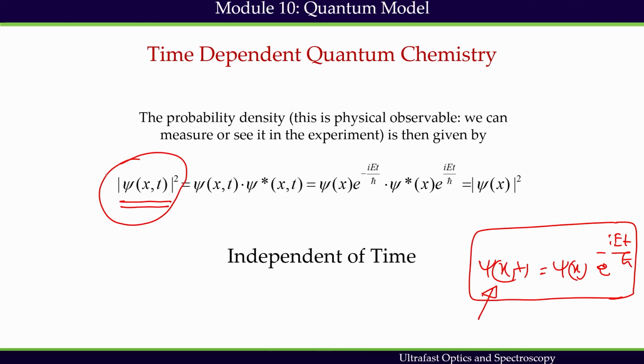And if we take the density, then the probability density is given by psi star times psi, which finally gives us this. So, what does it imply? Probability density is independent of time. This means that the probability density does not change with time. That is, there is no effective motion which can be observed.